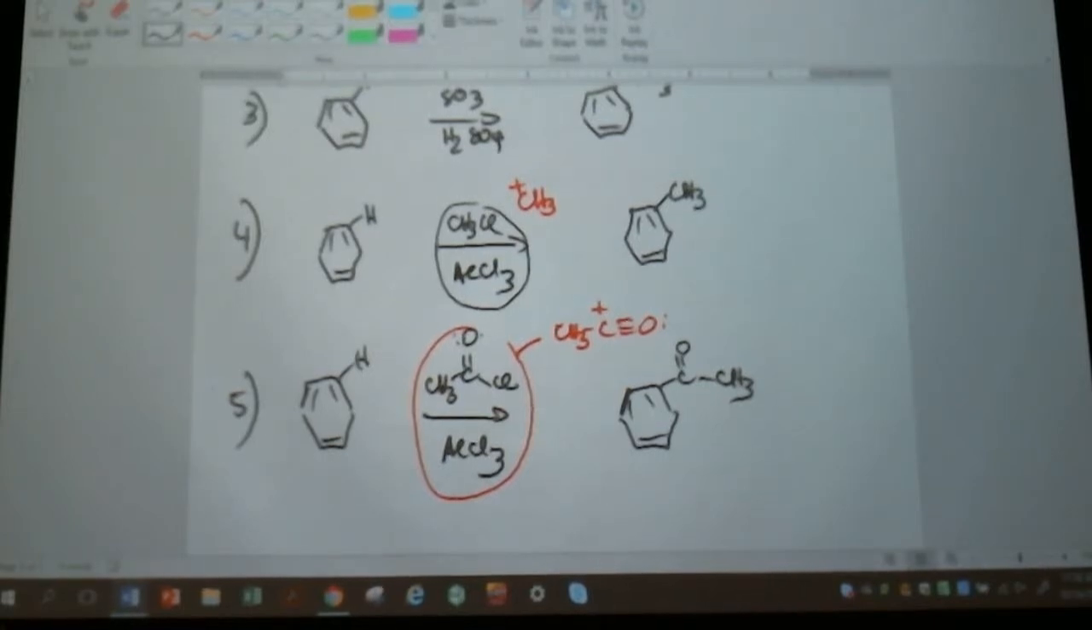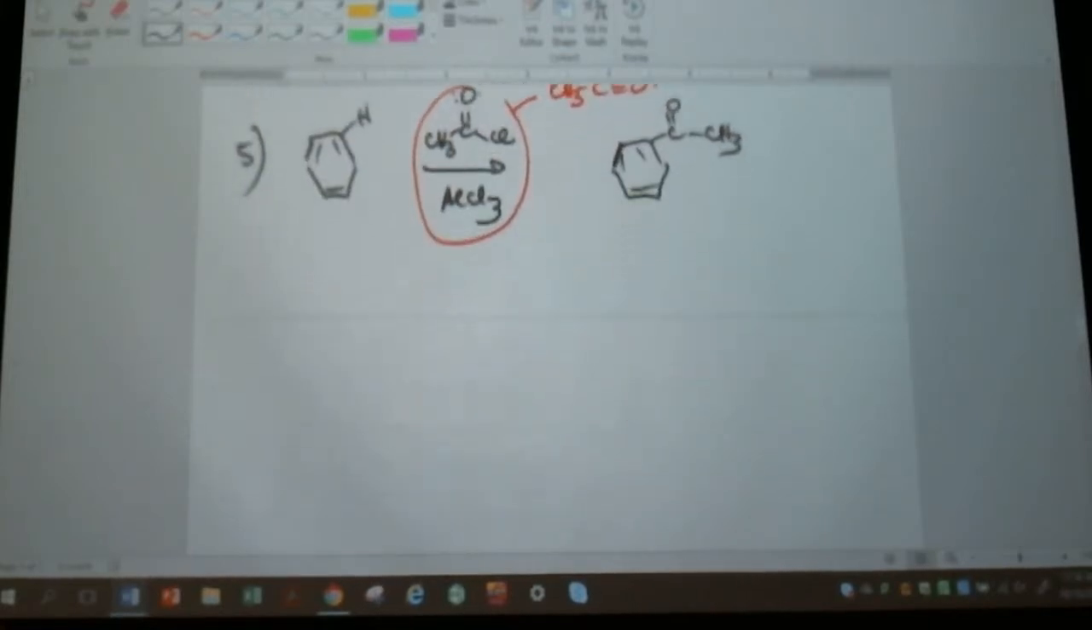So those are the 5 types of electrophilic aromatic substitution that we're going to look at. All of these are going to involve my benzene acting as the nucleophile and this extremely reactive electrophile. So let's start with halogenation.